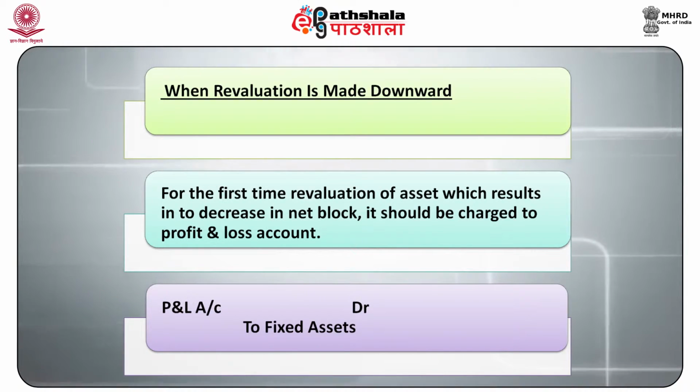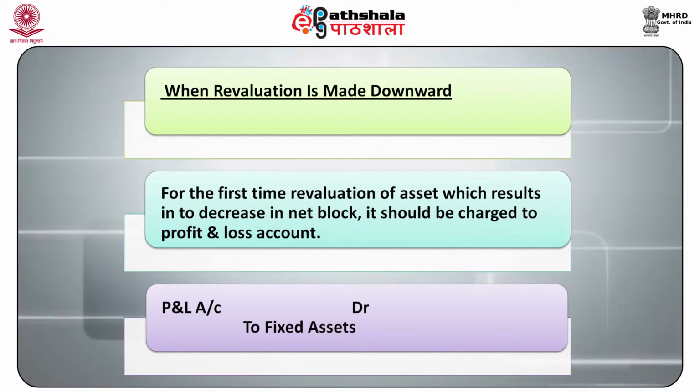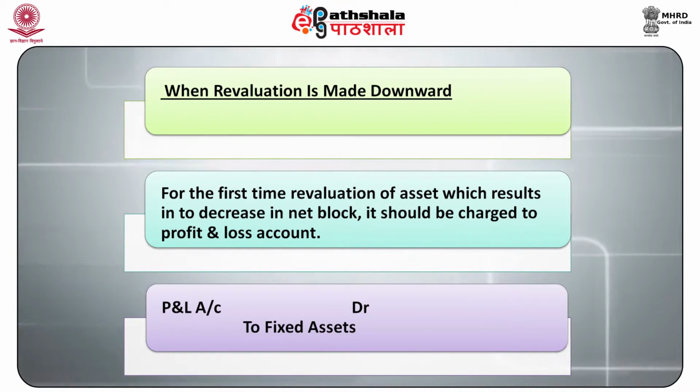Second, when revaluation is made downward. For the first time, revaluation of an asset which results in a decrease in net block should be charged to the profit and loss account. Profit and loss account debit to fixed assets.